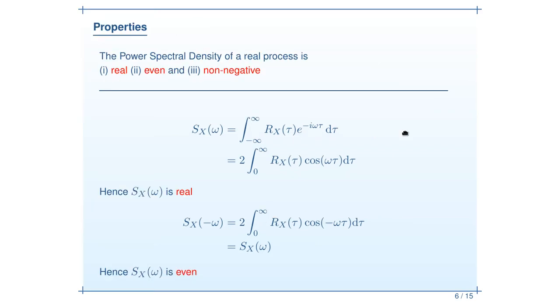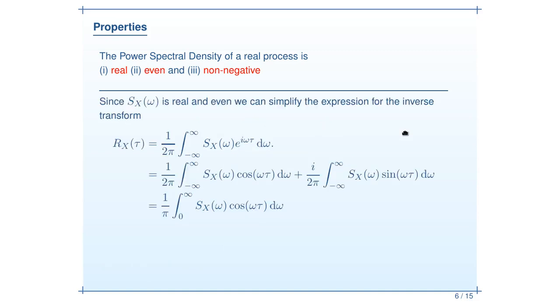And as a byproduct of this result, that the power spectral density is real and even, we have another result which simplifies the expression for the inverse transform. The inverse transform recovers the autocorrelation function given the power spectrum, and it is given as the integral from minus infinity to infinity of Sx omega e raised to i omega tau d omega.